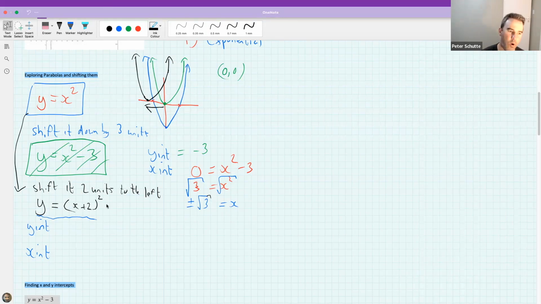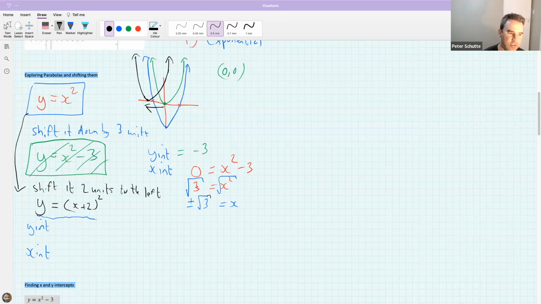So what we're doing is students have made the claim that to shift the graph, if I want to start with the original graph, y equals x squared, and I want to shift it 2 units to the left, which is what I was asking, then I should make this parabola y equals x plus 2 squared. And I'm saying I think that's right, but I want to check that you know how to find the y-intercept and the x-intercept of this parabola.